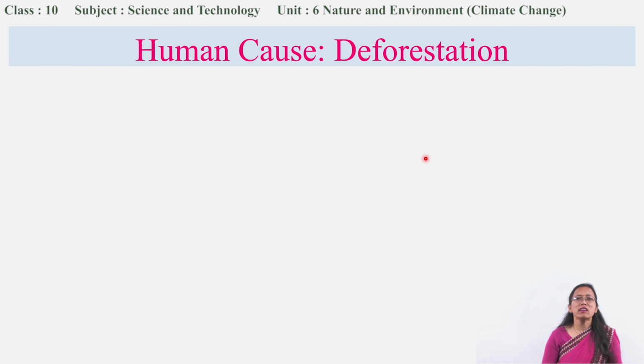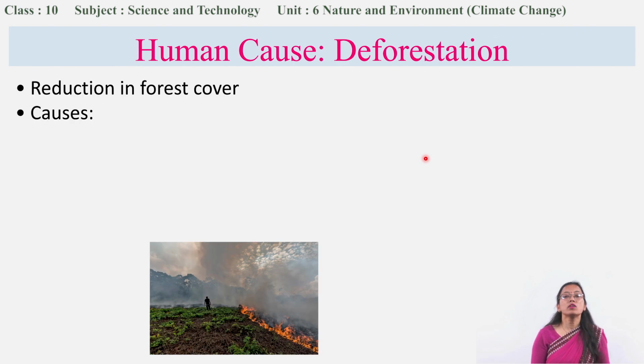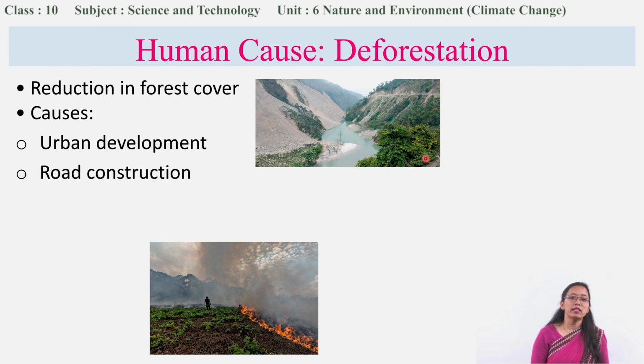And another one is very easily seen, and even we are participating in it, that is deforestation. Knowingly and unknowingly we are also deforesting, that means we are involved in that. How does it cause climate change? It reduces the forest cover. If the forest is reduced, the absorption of carbon dioxide will also reduce. So if there is no absorption of carbon dioxide, then what happens? The carbon dioxide will remain in the atmosphere, and that will increase the temperature. And urban development, if there is urban development, what happens?